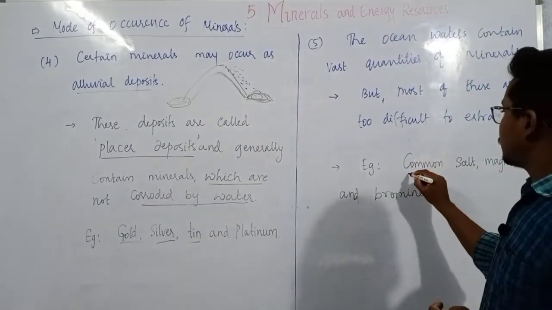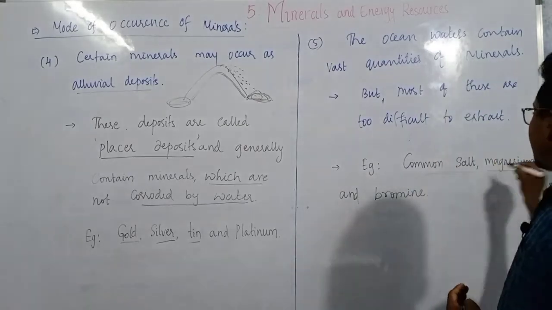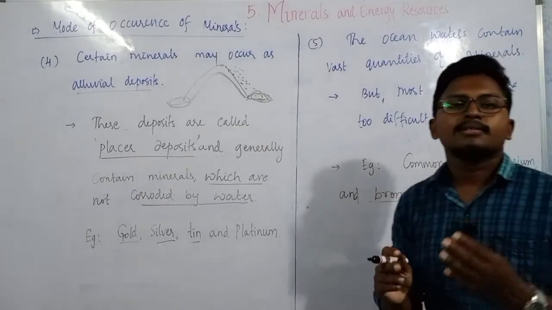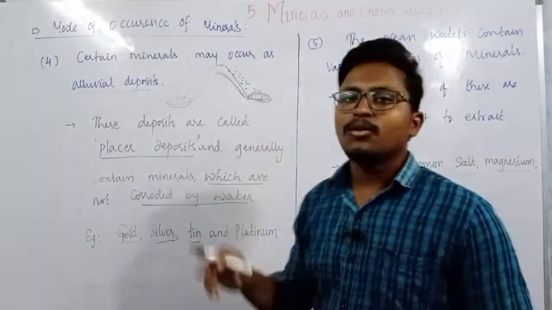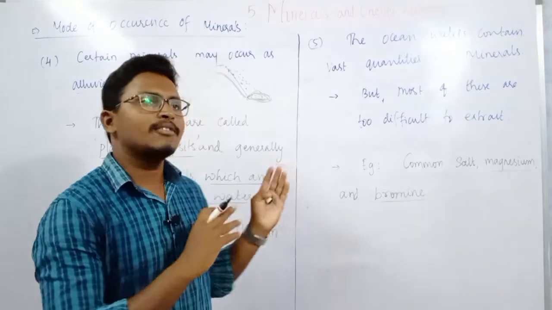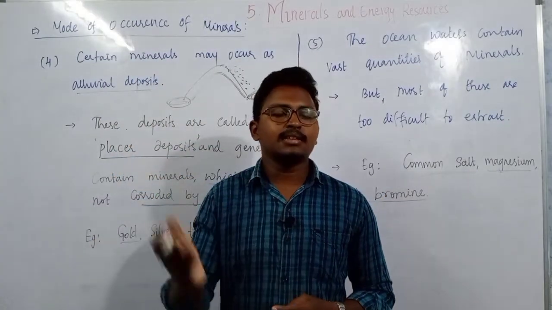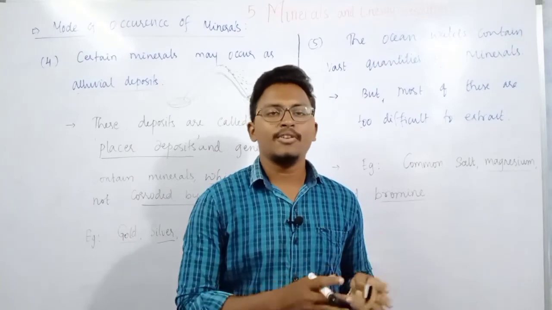The best examples are common salt, which as you all know we consume, then magnesium and bromine, which are some examples of oceanic minerals. So with this we have completed the modes of occurrence of these minerals. In the next session we will discuss ferrous minerals.